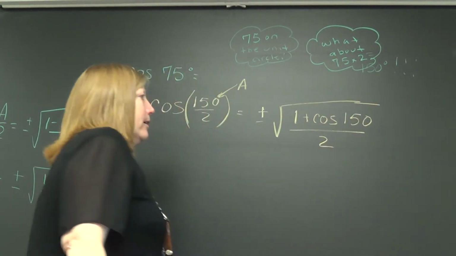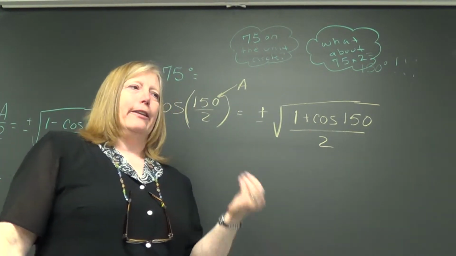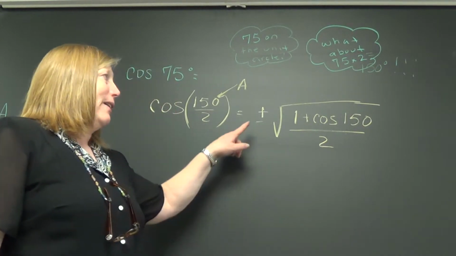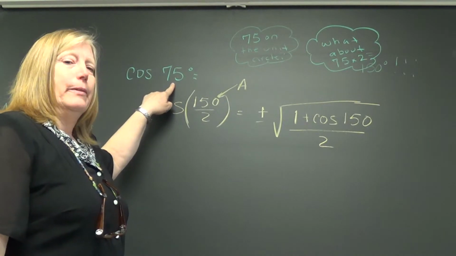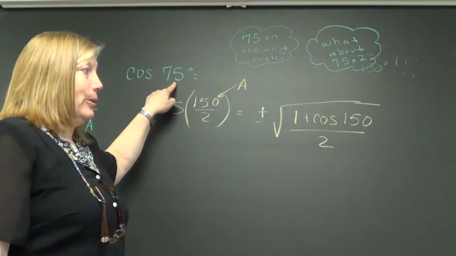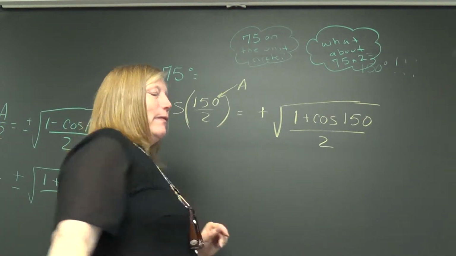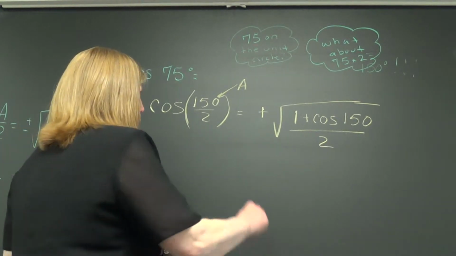Now, the formula doesn't know whether the answer is plus or minus. So back to your beautiful brain again. You have to figure that part out. Looking at the original problem, in the quadrant where 75 resides, is cosine positive or negative? Positive. Right, it's a first quadrant problem, so we do not need the negative answer.